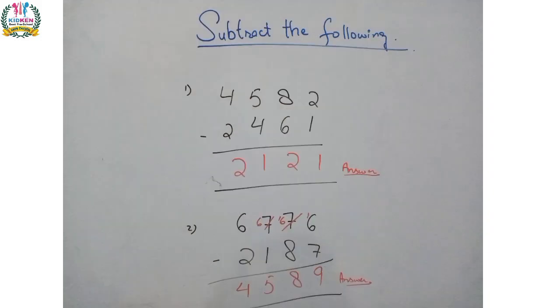Next question is subtract the following. So in subtraction, you can subtract these numbers. So we have the question 4581 minus 2461. So simply you can subtract these one by one. So 2 minus 1 is 1, 8 minus 6 is 2, 5 minus 4 is 1 and 4 minus 2 is 2. So our solution is 2121.